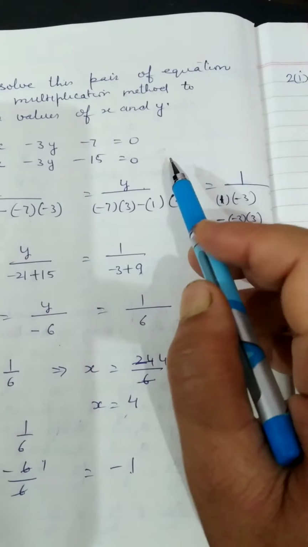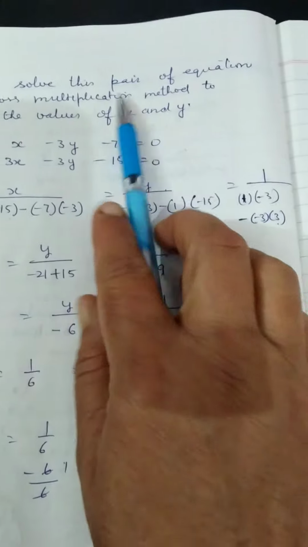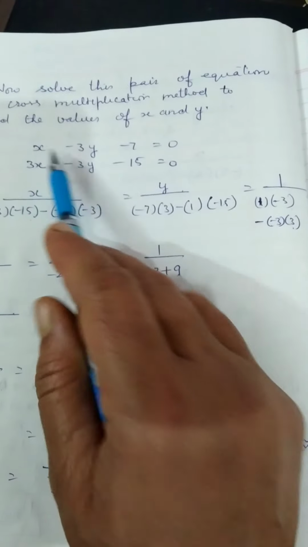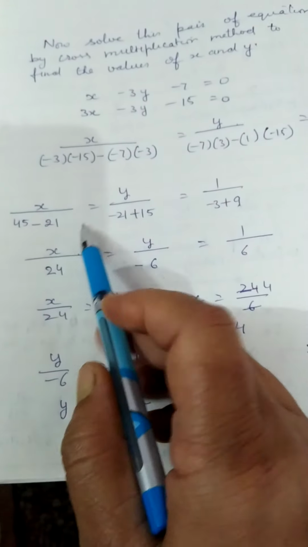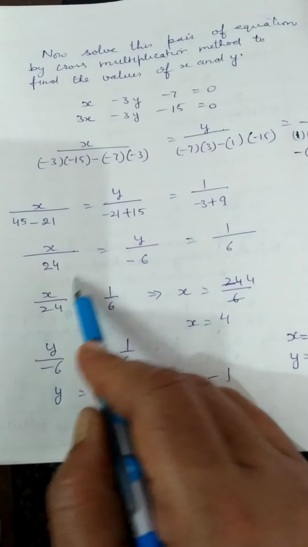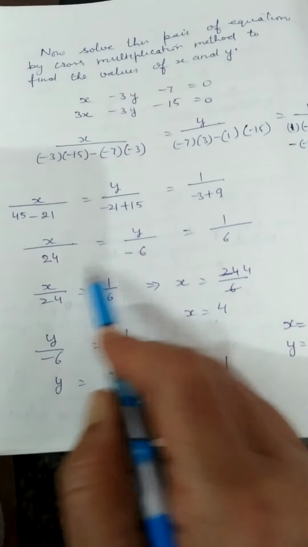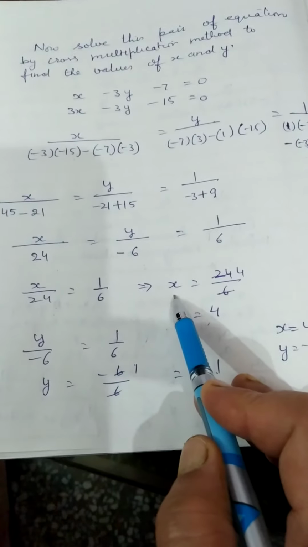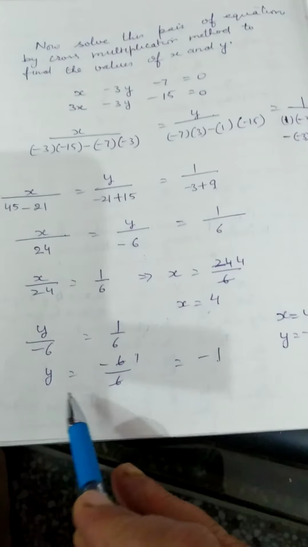1 upon 1 into minus 3. Now these terms will be hidden and we will get 1 into minus 3 minus 3 into 3. Now it will be x upon 45 minus 21. When we solve it, we get x upon 24 is equal to y upon minus 6 is equal to 1 by 6. X upon 24 is equal to 1 by 6 from these two parts, and x is equal to 4. And when we solve these two parts, from here we will get the value of y. Y is minus 1. X is 4 and y is minus 1.